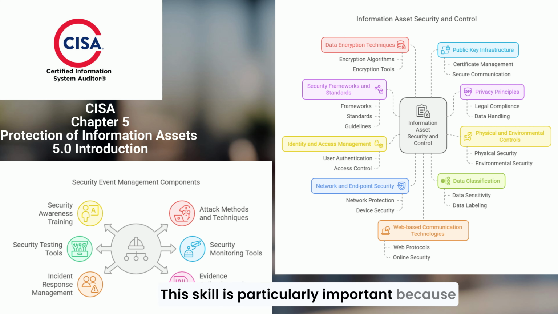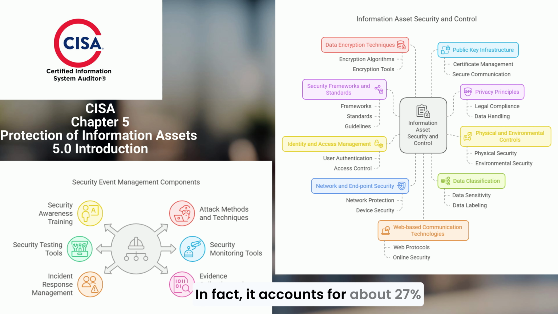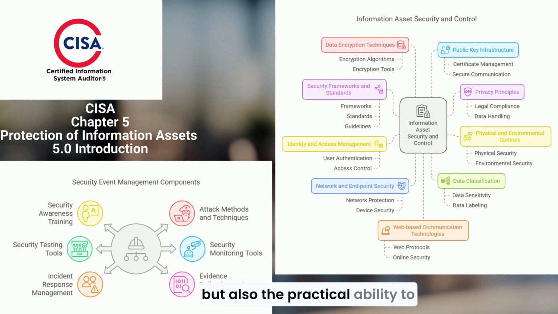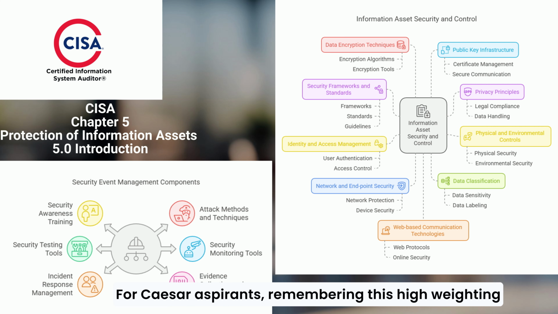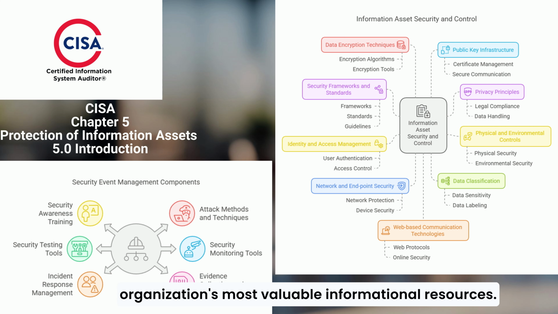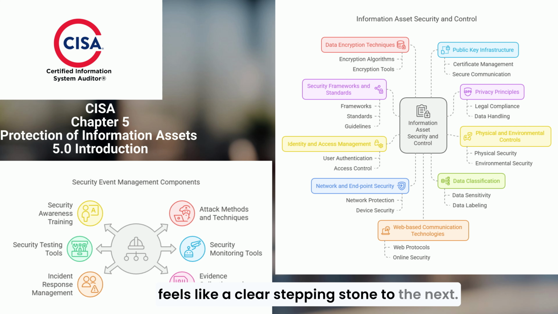This skill is particularly important because this domain, information asset security, represents a significant portion of the Certified Information Systems Auditor, CISA, certification examination. In fact, it accounts for about 27% of the test, approximately 41 questions. It requires not just theoretical understanding, but also the practical ability to apply these principles effectively. For CISA aspirants, remembering this high weighting underscores the importance of mastery in evaluating systems, ensuring effective controls, and safeguarding the organization's most valuable informational resources. Let's break this down into digestible pieces so every element feels like a clear stepping stone to the next.